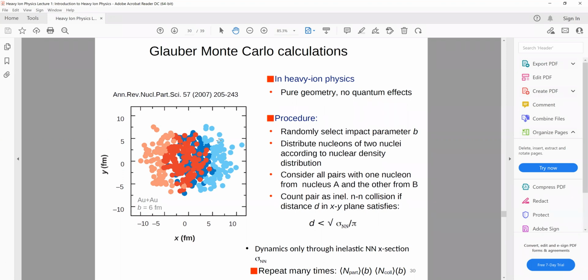Also, you repeat it many times, and you can count the number of such inelastic collisions that happen for a given impact parameter b. That will give you an average value of n. In general, this is a purely geometric model. Dynamics only comes in through sigma_n, the elastic nucleon cross section, which is not the same at SPS energy, RHIC energy and LHC energy. You will see that this is rather a weak dependence, and it comes only through sigma_n. The rest is all geometrical in your calculation of the global model.